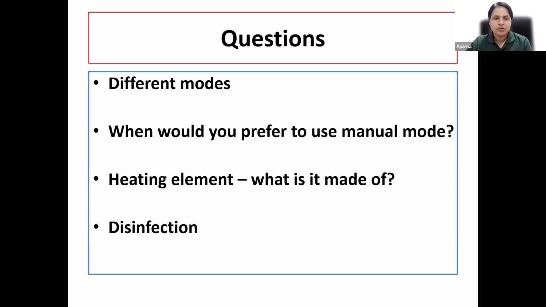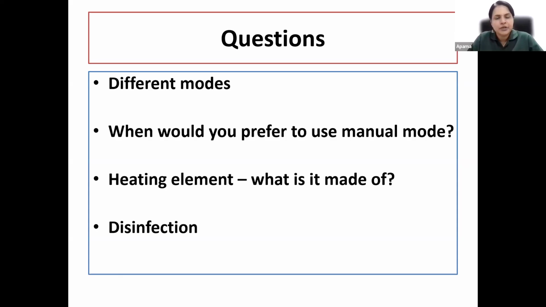Some questions. What are the different modes that we use in radiant warmers? So there are two different modes. These are the manual mode, where we set the heater output that we want to be delivered to the baby. The other mode is the servo mode. In the servo mode, we set the desired temperature, the skin temperature of the newborn infant. Usually, we set it at 36.5 degrees Celsius.